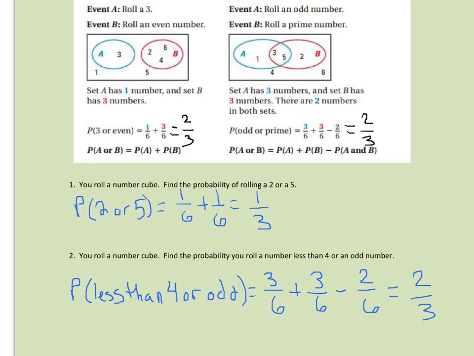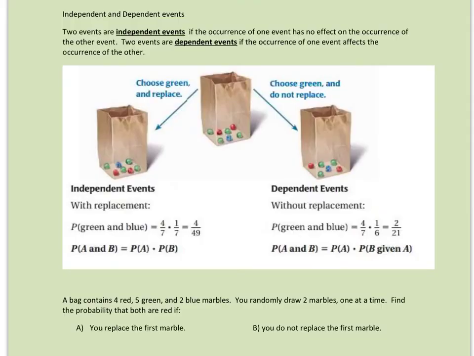Okay? So when they overlap, you have to subtract what happens twice. Now, independent and dependent. Two events are independent events if the occurrence of one event has no effect on the occurrence of the other event. Flipping a coin twice: does flipping it once have any effect on the other? No. Two events are dependent if the occurrence of one event affects the occurrence of the other.